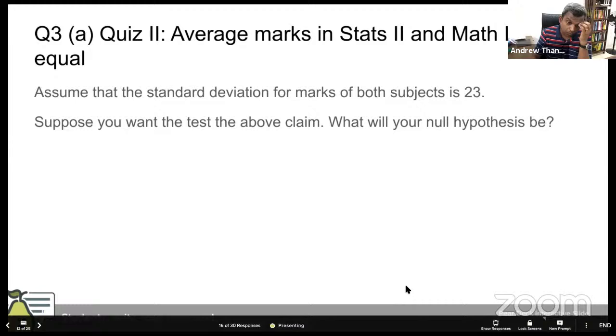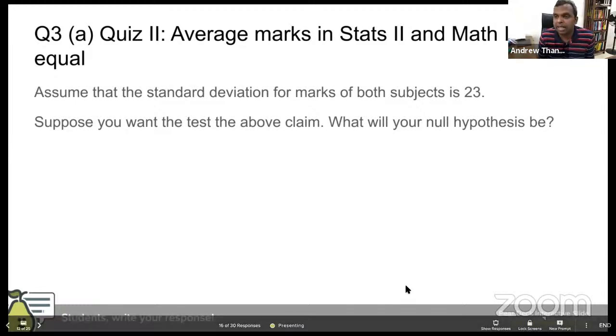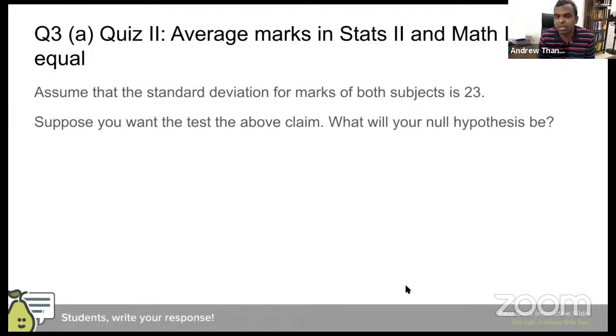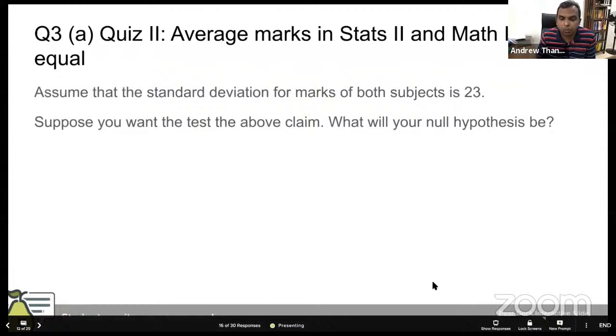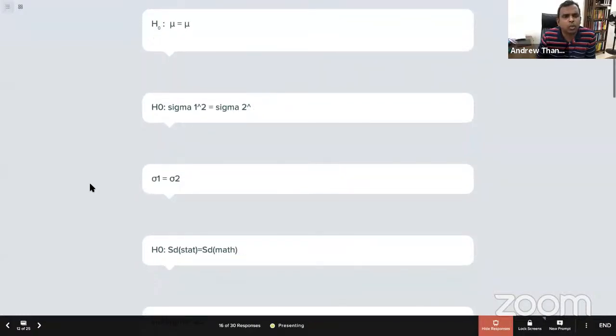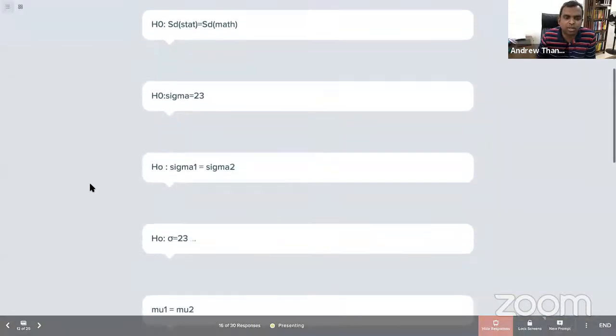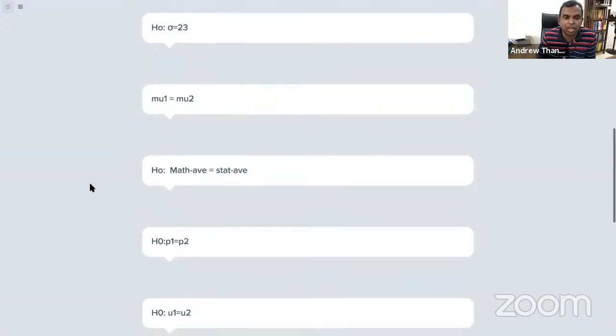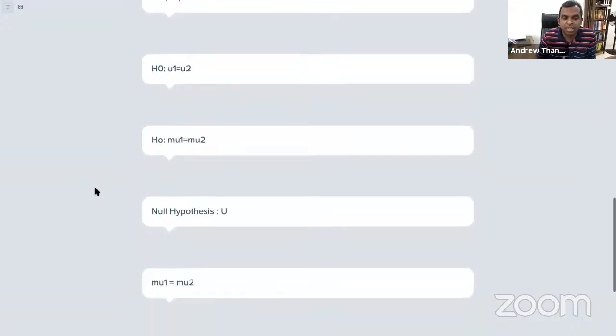So I hope this is clear to you. This is sort of what is hidden behind some of these generic terminologies. Hopefully it should be clear to you. So more than 15 people have responded. Why are you equating standard deviation? I've given you the standard deviation. I've given you the standard deviation.